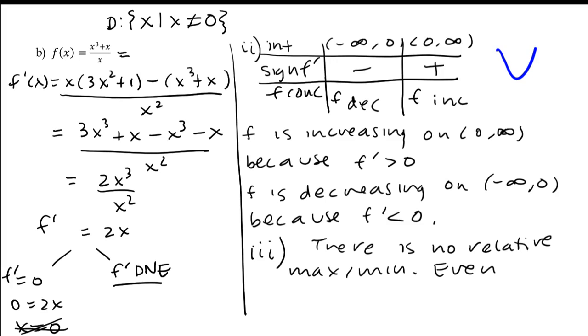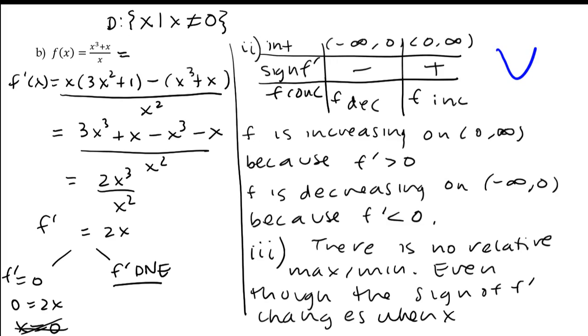And then this is just a note to you. There is no relative max or min, even though the sign of f prime changes when x equals 0, because x equals 0 never existed to begin with in the function.